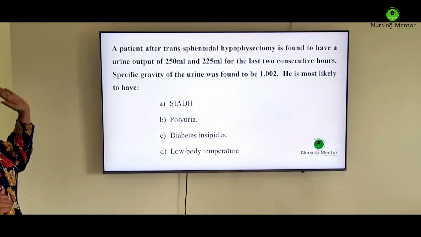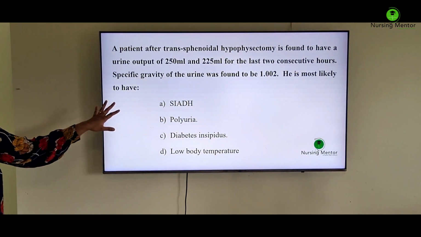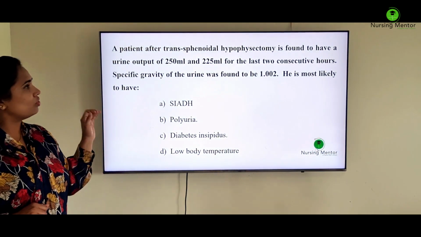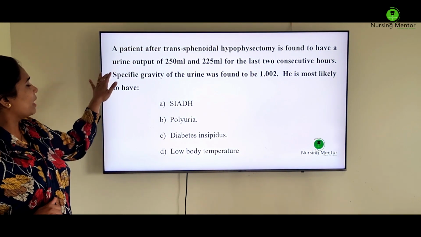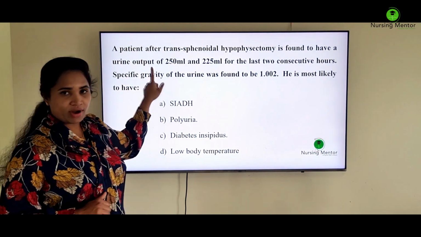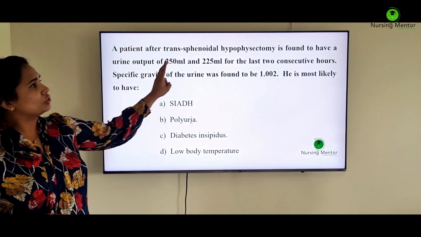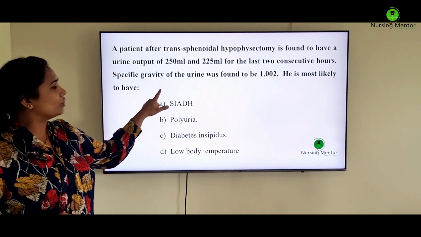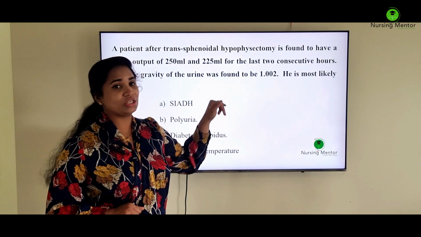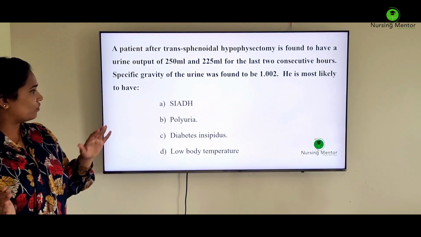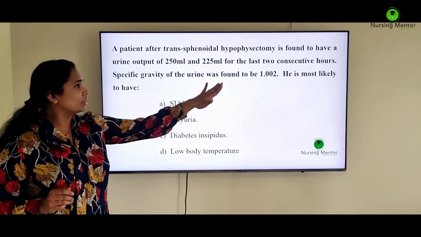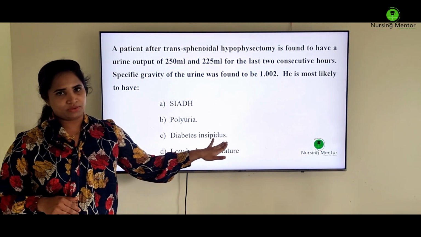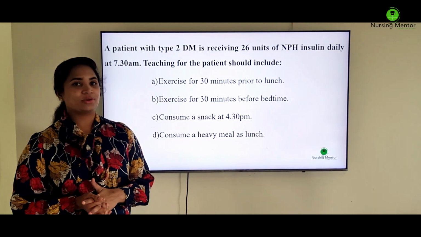So if we come back to this question again, from the criteria that we have seen just before, we can see that the patient's urine output was greater than 200 mL for 2 consecutive hours, and also the specific gravity of urine is 1.002, which is within the criteria for diabetes insipidus. So the best option among the 4 is diabetes insipidus. Let's go to the next question.